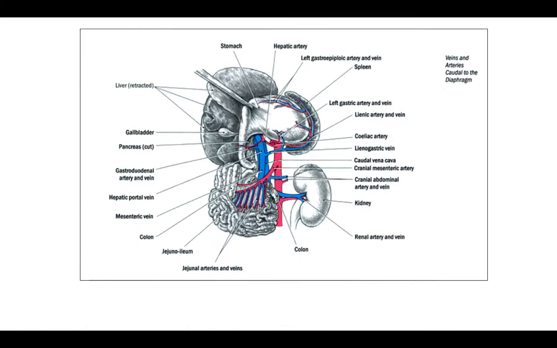If you're hunting for the hepatic portal vein, here is a picture to help you. If you lift up the liver and lift up the stomach, here's your hepatic portal vein right here, and you can see the mesenteric vein draining into that. All of the venous blood draining from the spleen, the stomach, and the intestines drains into the hepatic portal vein to deliver that blood to the liver.